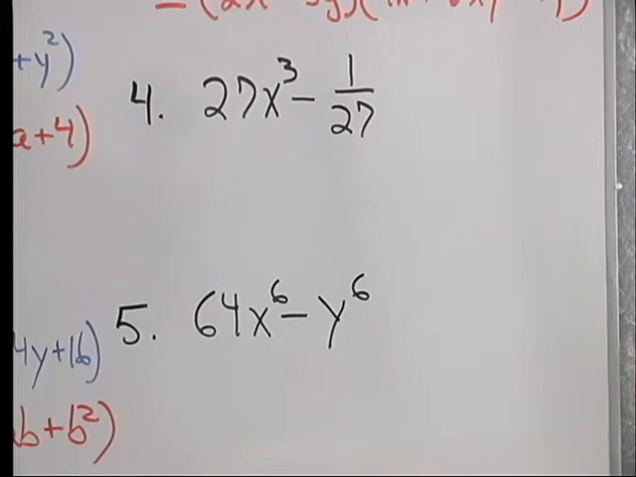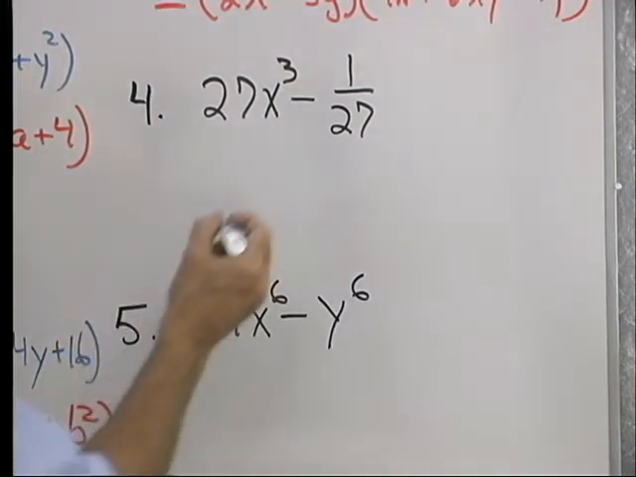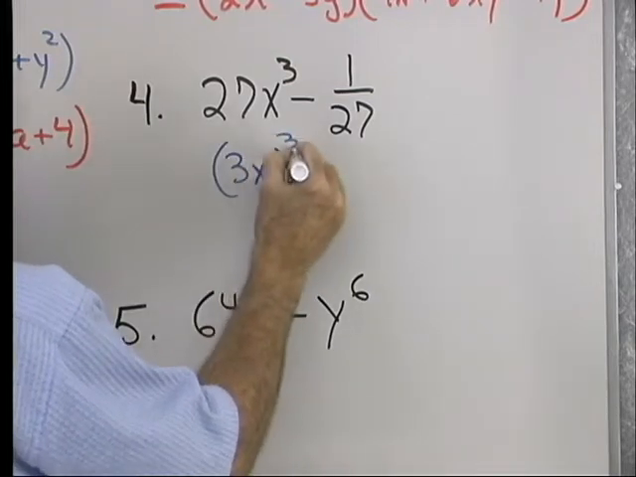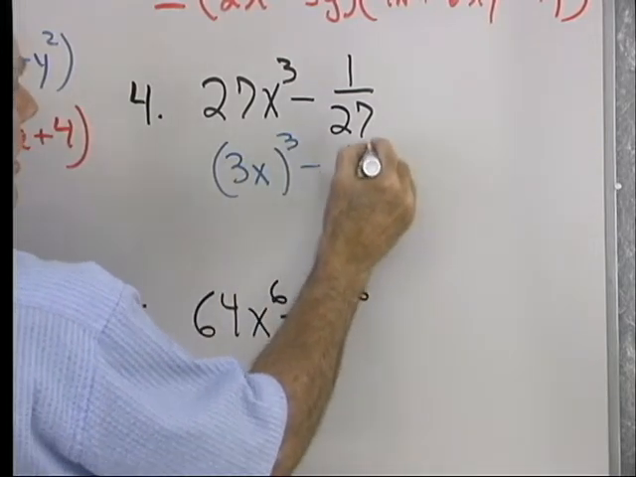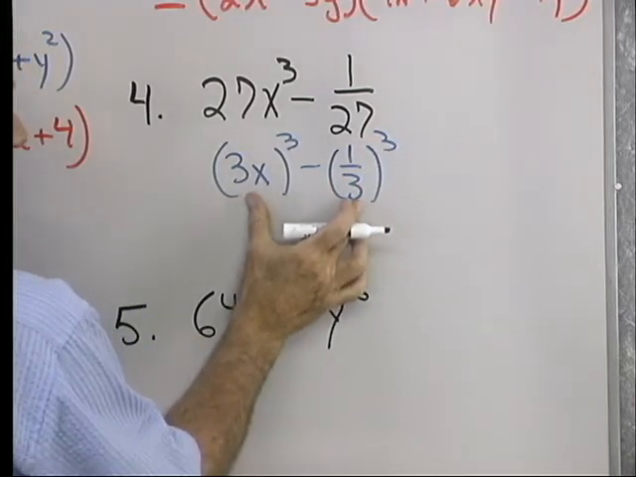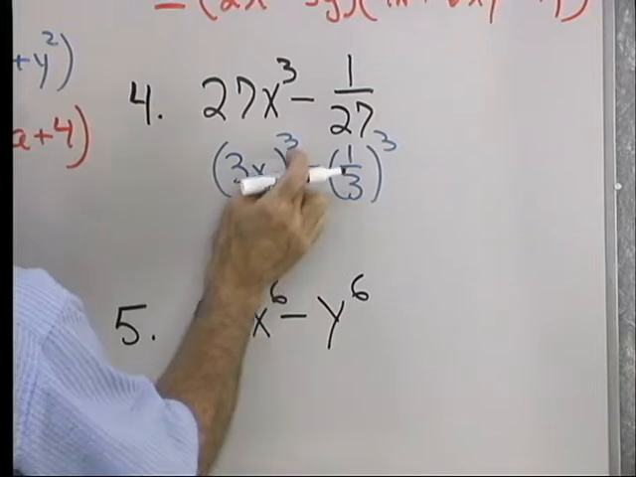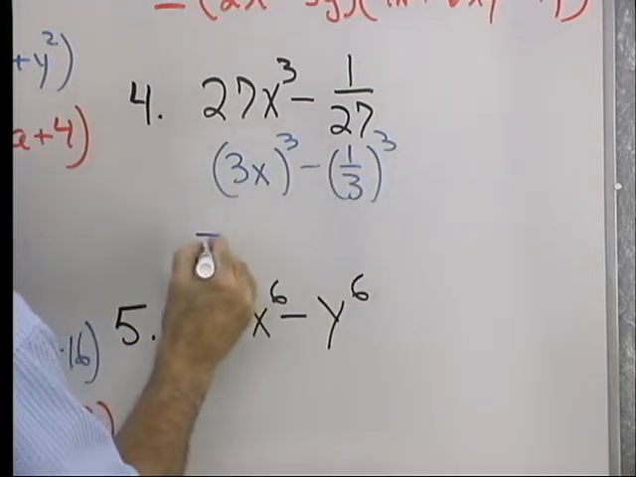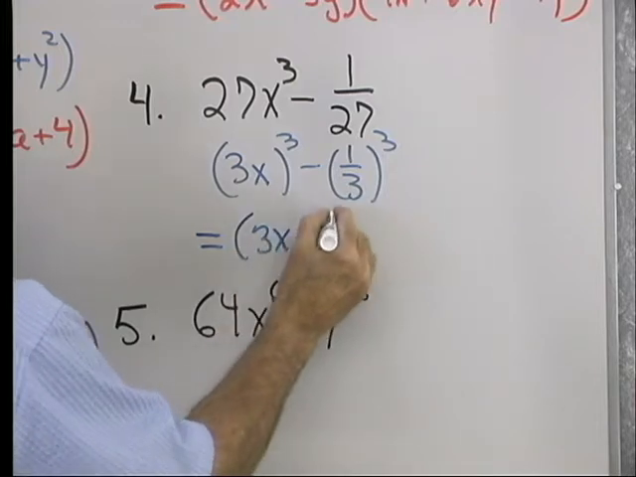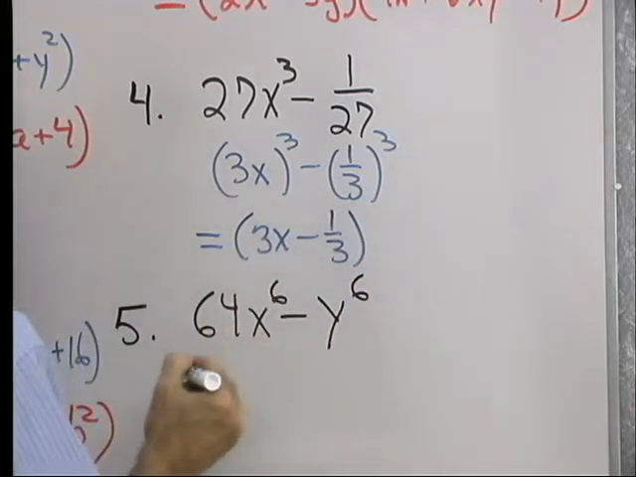27x cubed minus 1/27. Well, this looks like (3x) cubed minus (1/3) cubed. I don't care what these terms look like as long as they're cubes. So 3x cubed and 1/3 cubed, then I know that this factorization is going to look like this: 3x minus 1/3. I just write them down without the cubes.